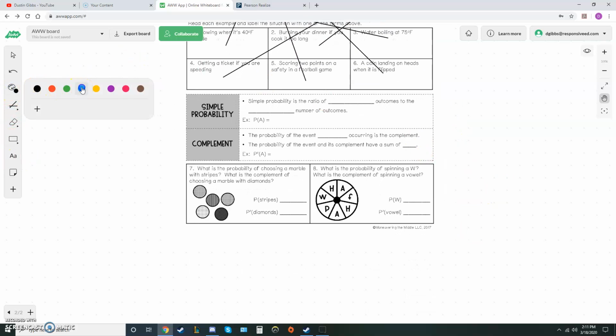Okay, so now we're going to talk about what's called simple probability here. Okay, so simple probability is the ratio of possible outcomes to the total number of outcomes, and basically it looks like this. So let's say we're looking for A, whatever A is. Okay. So basically it works like this.